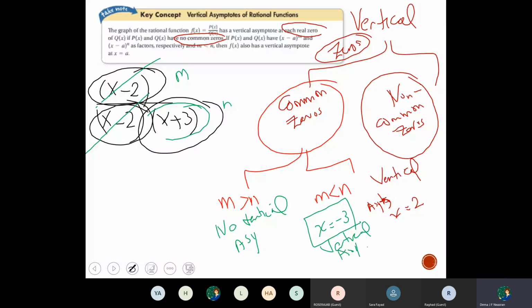Let's see now an example. Teacher, what do you mean by if m is greater than n, then I will not have a vertical asymptote? Like here, the example x squared plus 2x minus 3 over x minus 2. Like this one here.